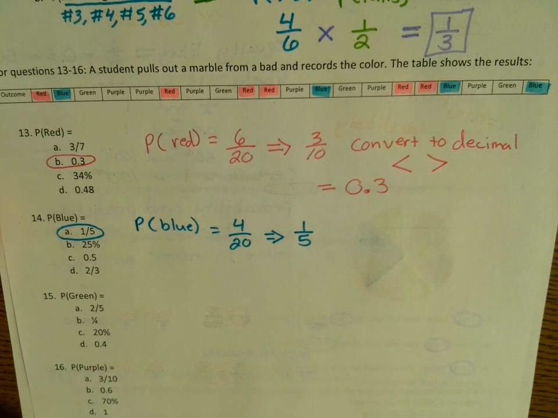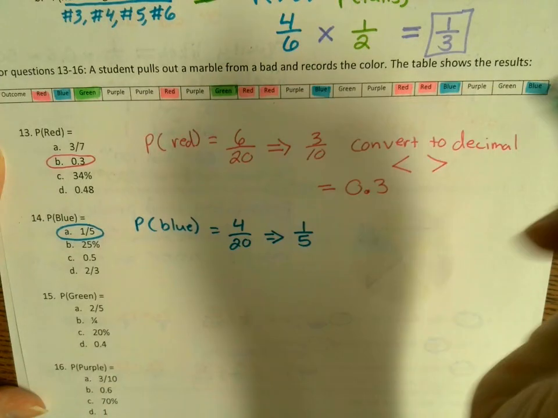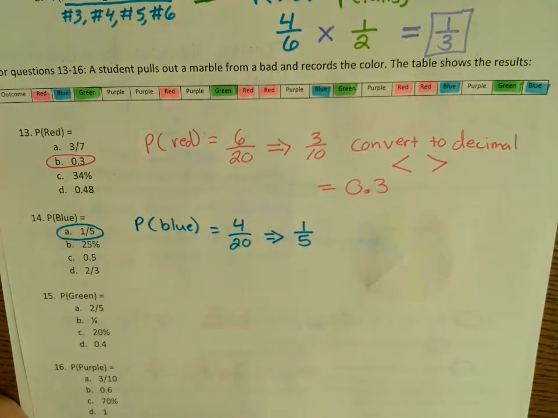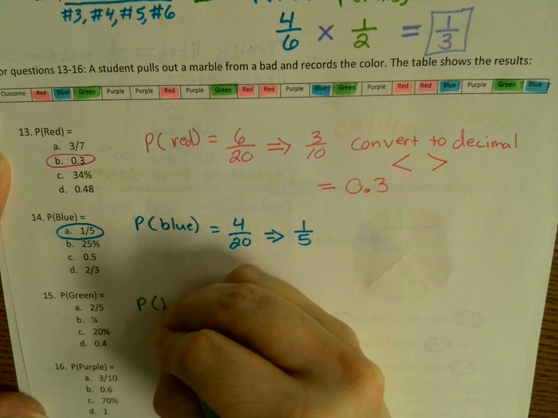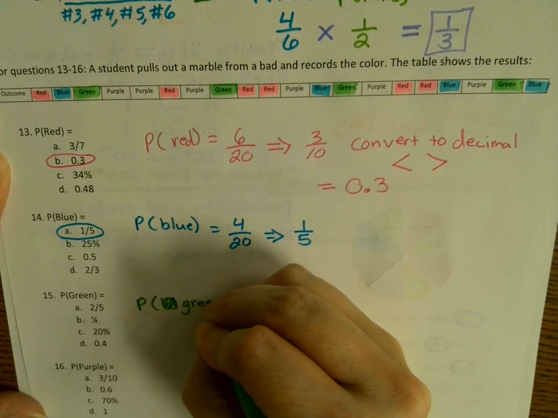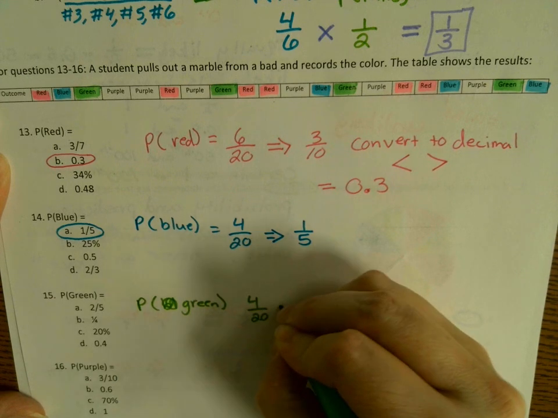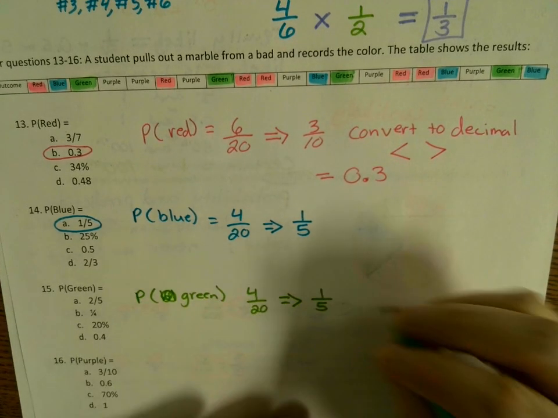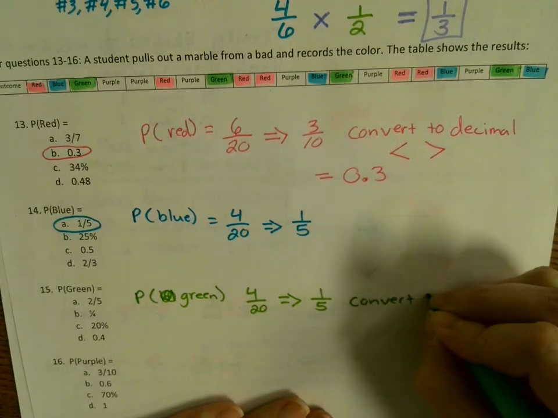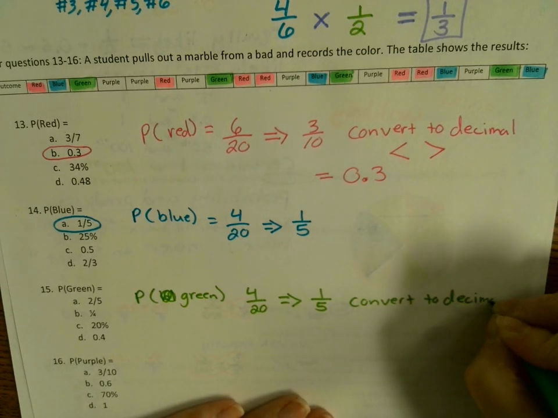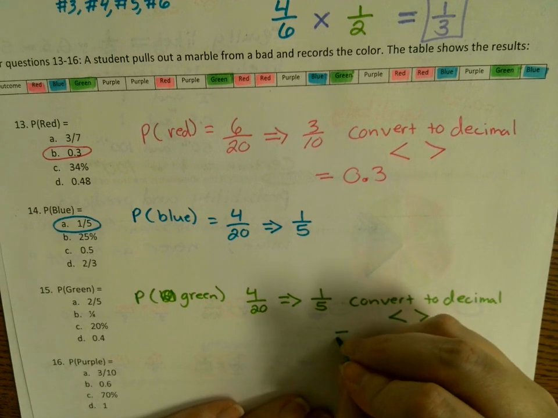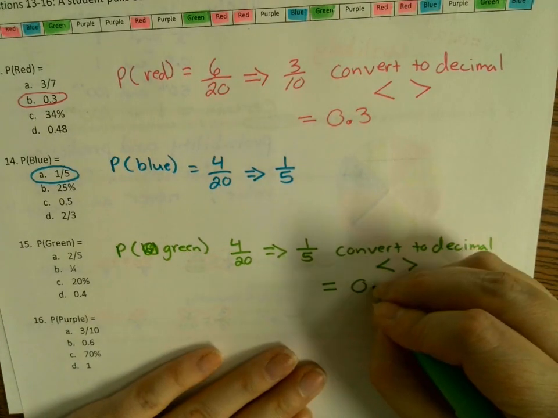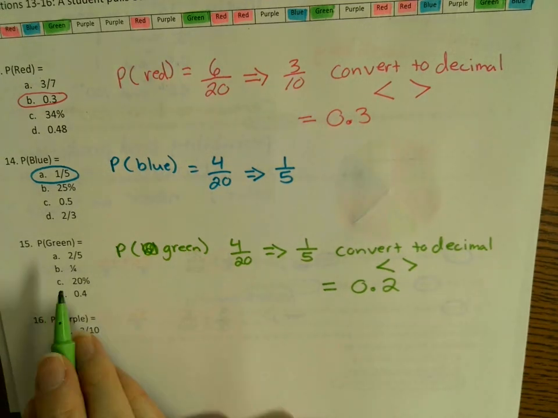All right, let's do it for green. How many greens are there? 4. Okay, so we've got 1, 2, 3, 4. 4 greens. It's the same idea. The probability of green is 4 out of 20, which we already know simplifies to 1/5. Is 1/5 an answer choice here? No. So we know we've got to convert it. We're going to convert it to a decimal by using that double arrow button. And what is the decimal? 0.2. Is 0.2 an answer? No, 0.2 is not an answer.